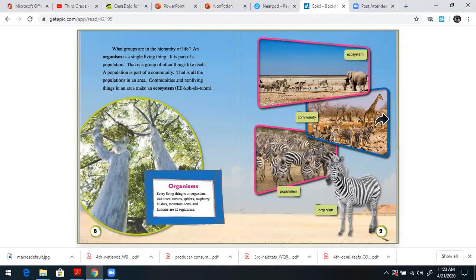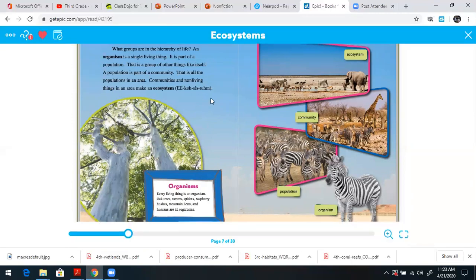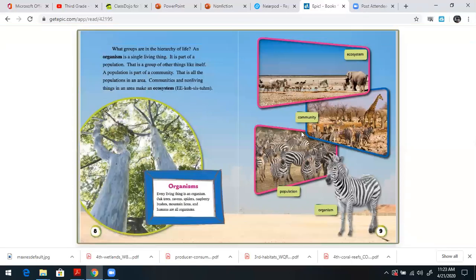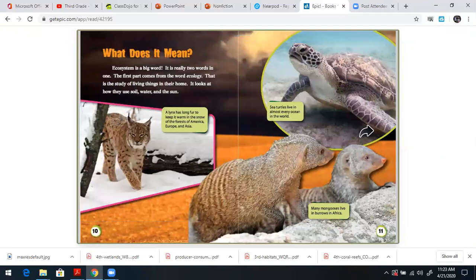What groups are in the hierarchy of life? An organism is a single living thing. It is part of a population. That is a group of other things like itself. A population is part of a community. That is all the populations in an area. Communities and non-living things in an area make up an ecosystem. So here we see our vocabulary words are in bold. We can look around the words for context clues to help us understand the meaning of these words.